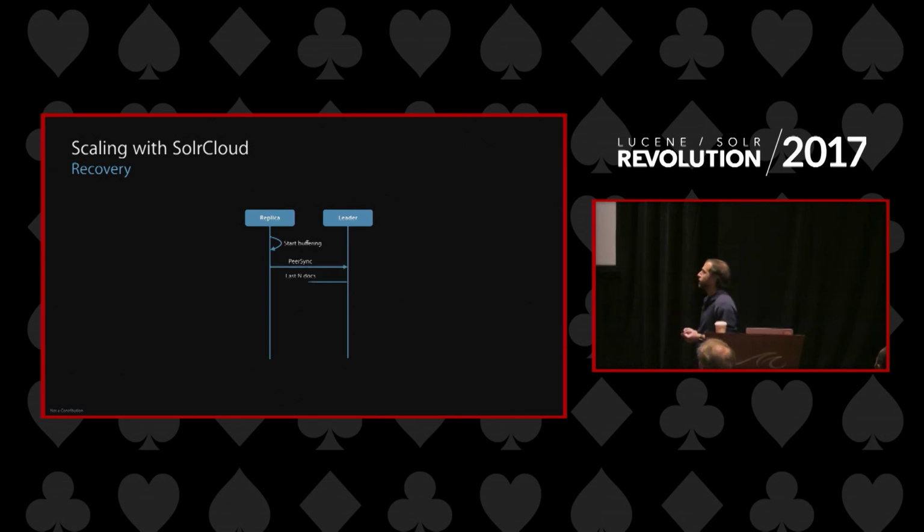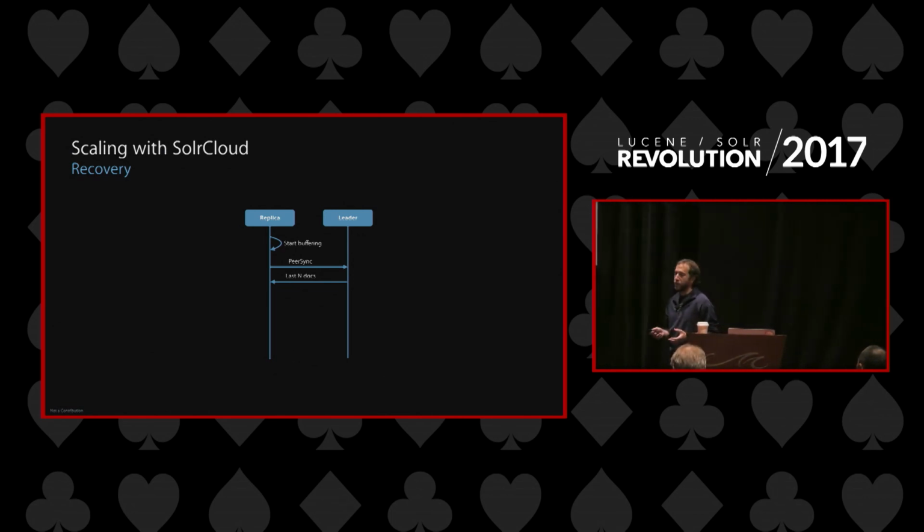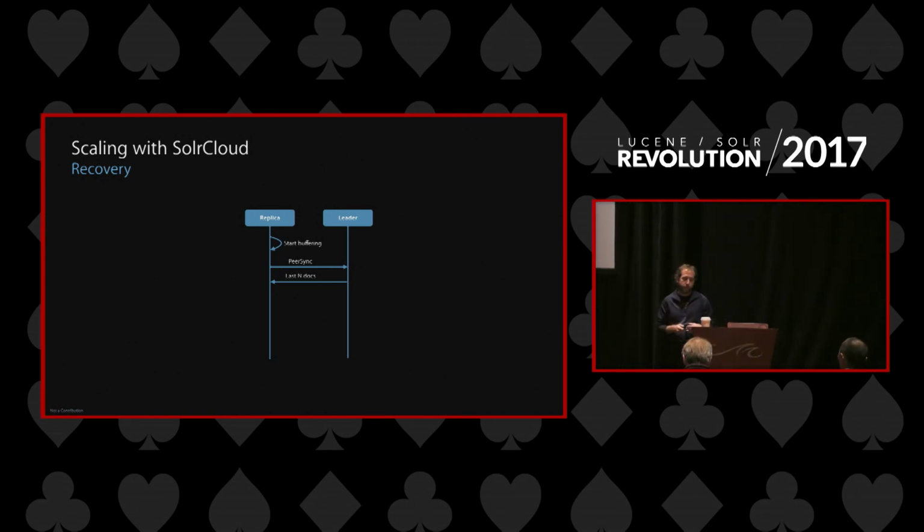So the replica will start buffering new updates, and it will try the first thing, that's the peer sync. In the peer sync, the replica will ask the leader, which documents do you have? Which documents did I miss? This is the last one I have. Which ones do you have? If the number of documents that are missing is not too many, let's say the default is 100, if it's less than 100, then the peer sync will succeed, right? Because the replica is going to say, okay, send me those X number of documents that I missed. It will update locally, and done. Replay the buffer, and that replica is active, okay?